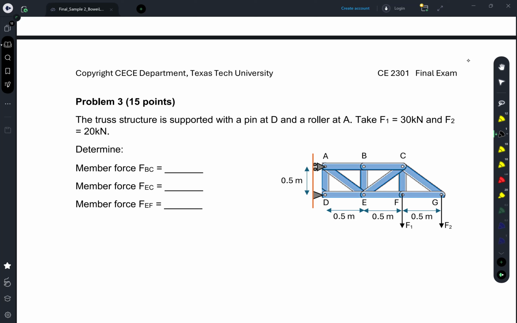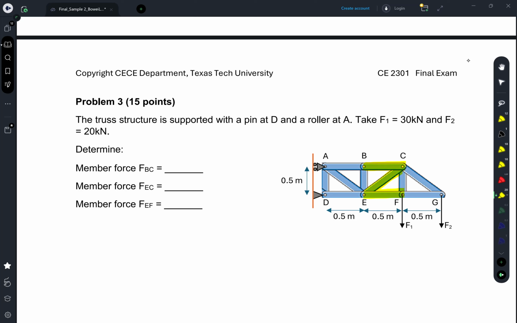So at the beginning, it is crucially important to ensure that we are clear about what members we are going to solve here. We are supposed to solve BC, EC, and EF here. As long as we are clear about the members that we are going to evaluate, it will be more clear for us to get started.